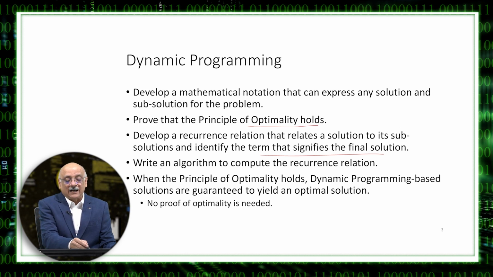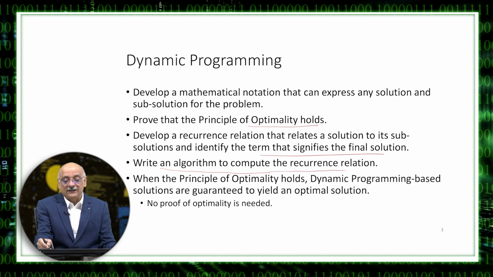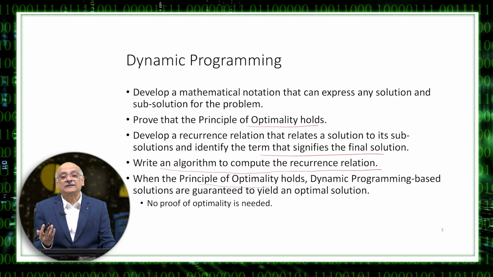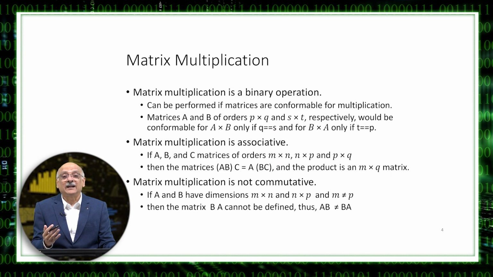And then you write an algorithm to compute the recurrence relation. How do you compute it? When the principle of optimality holds, dynamic programming based solutions are guaranteed to yield the optimal solution, and in such cases no proof of optimality is needed. You should know that this particular problem satisfies the principle of optimality.